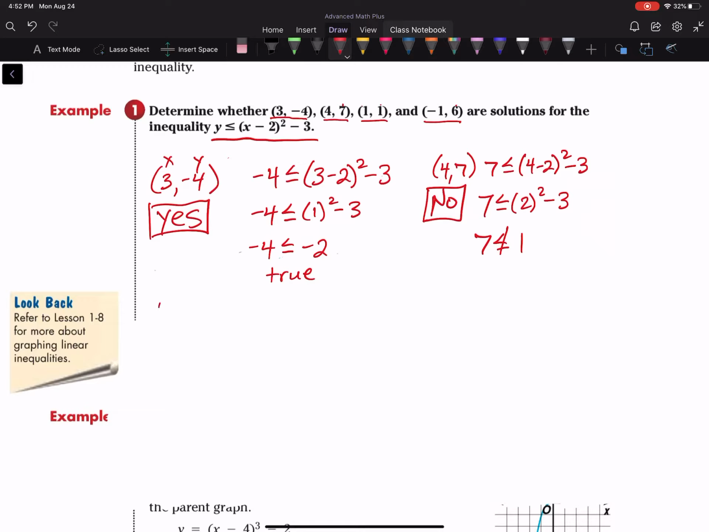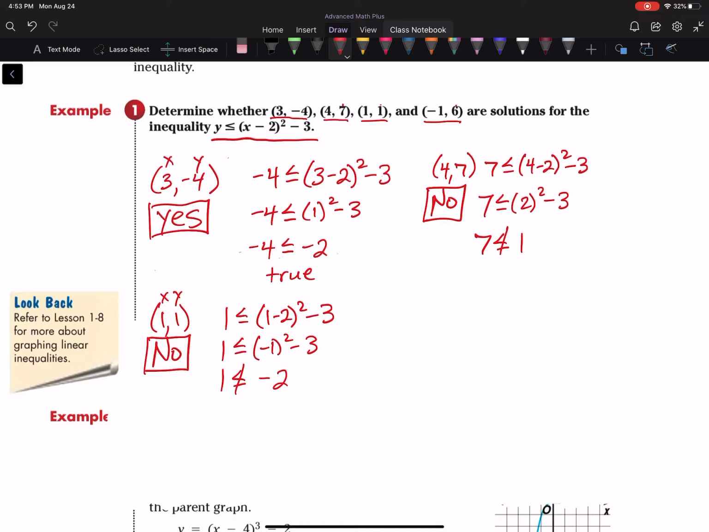The next point is (1, 1). Plug it in. There's my x, there's my y. So 1 is less than or equal to (1 minus 2) squared minus 3. 1 is less than or equal to (-1) squared minus 3. 1 is less than or equal to -2, because (-1) squared would be +1, and 1 minus 3 is -2. Last time I checked, 1 is not less than or equal to -2, so that is also a no.